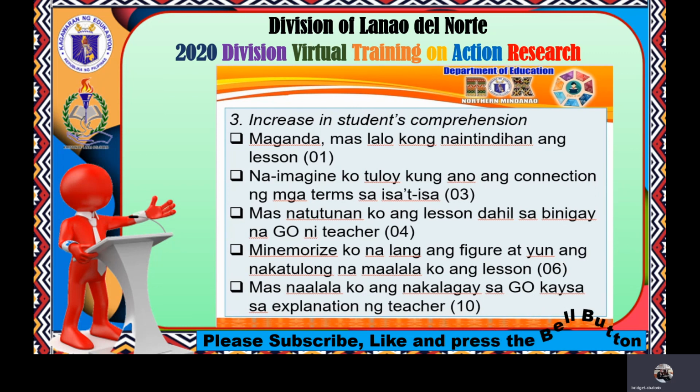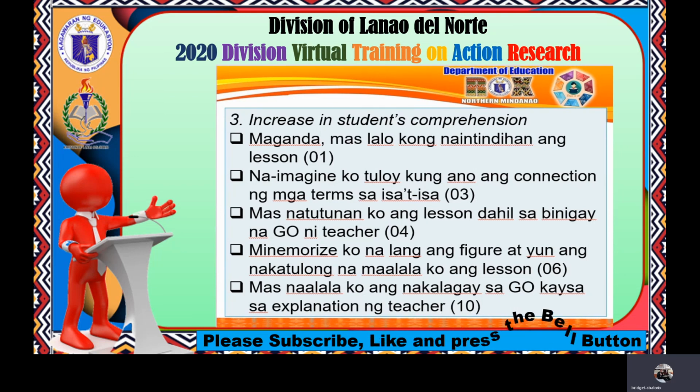O diba? Then another response of student 6, which is related to this kind of theme or category: minimorize ko na lang ang figure at yun ang nakakatulong na maalaala ko ang lesson. The last but not the least is student response number 10: mas naalaala ko ang nakalagay sa graphic organizer kaysa explanation ni teacher. So nakakatulong para kay student 8, mas nakakatulong ang graphic organizer. Nadagdagan ang kanyang pagkakaintindi sa kanilang lesson.